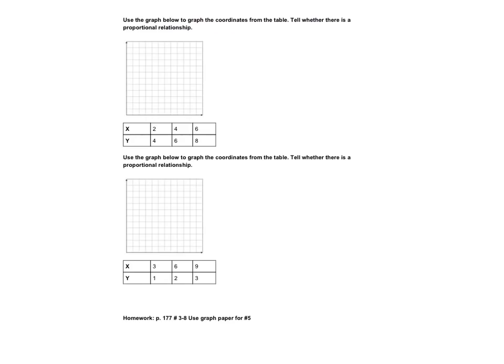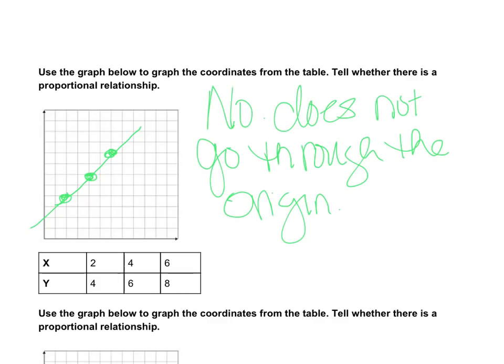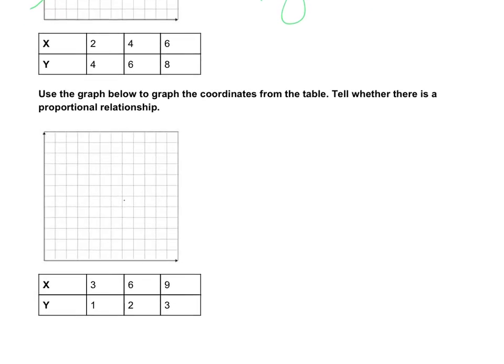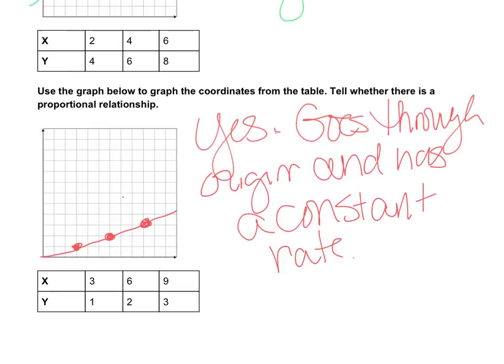Okay, so again, they're asking us, does the graph show a proportional relationship? So go ahead, let's do both of those, and then we'll check our answers together. Okay, on the first one, we found that it does not go through the origin, so it is not a proportional relationship. Go ahead and work through the second one. Okay, and on the last one, we found the same thing. Sorry about that. It goes through the origin and has a constant rate of change.